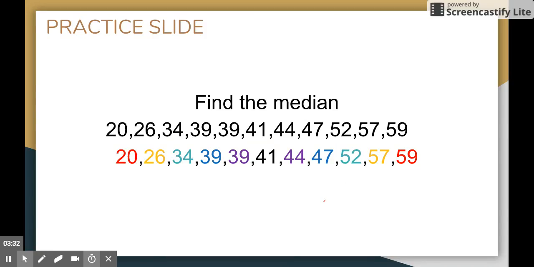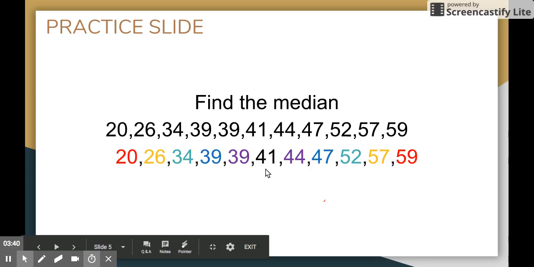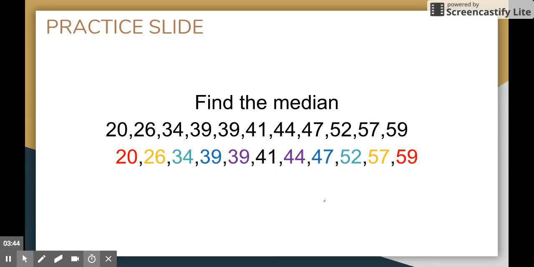So here again, you are asked to find the median of the data set. So you're given your numbers, and by crossing them off on both sides, you are left with the median of the data set to be 41. So that is one part of the five number summary that we have to be able to find.